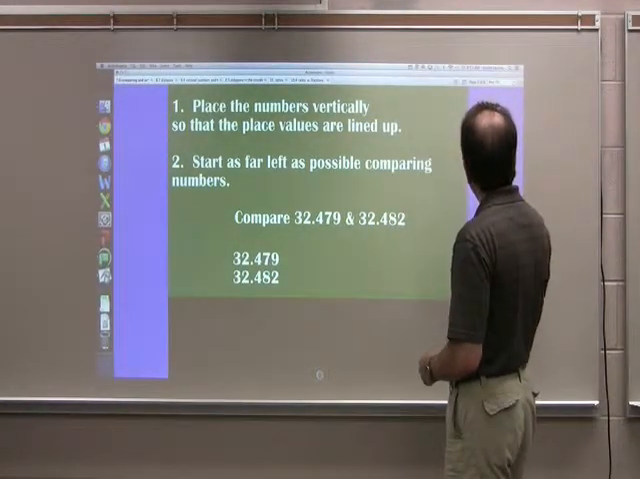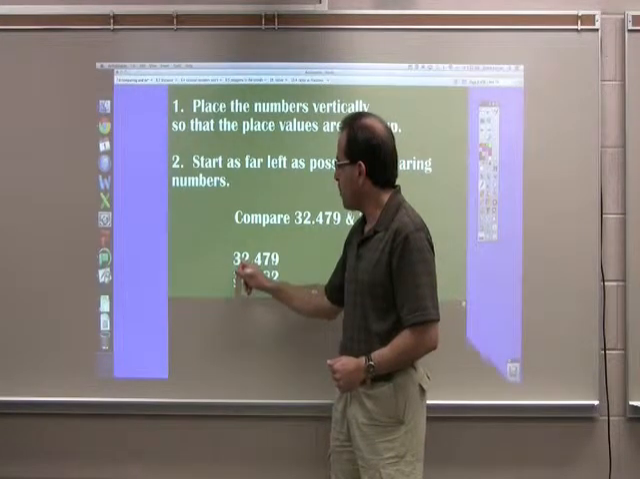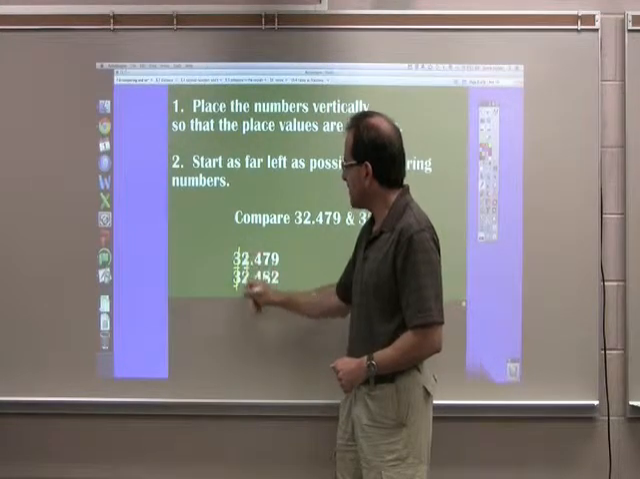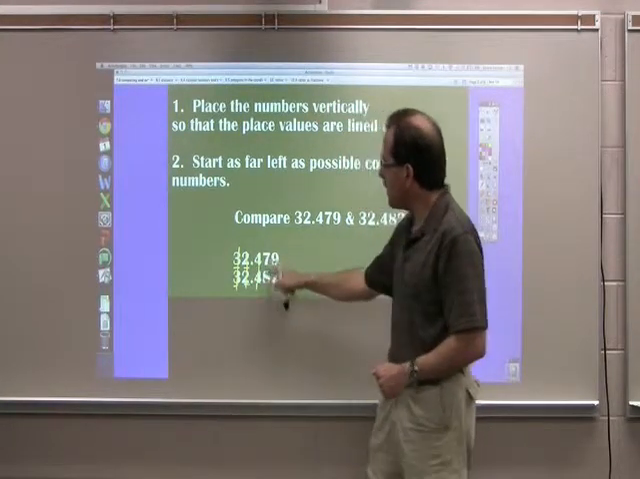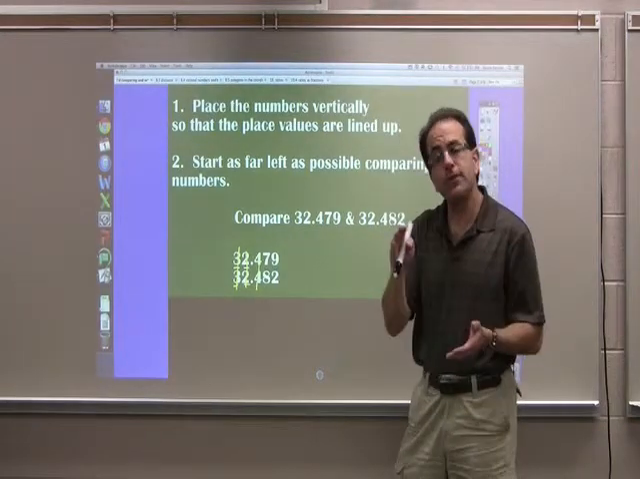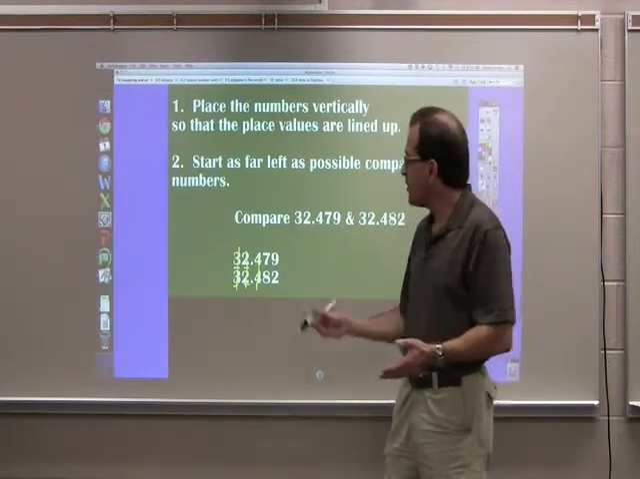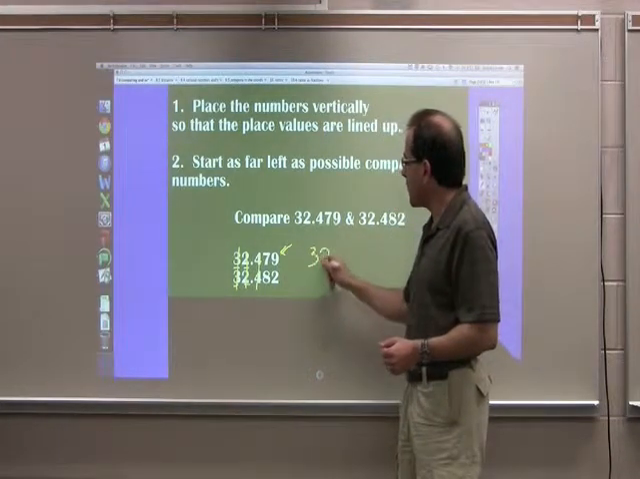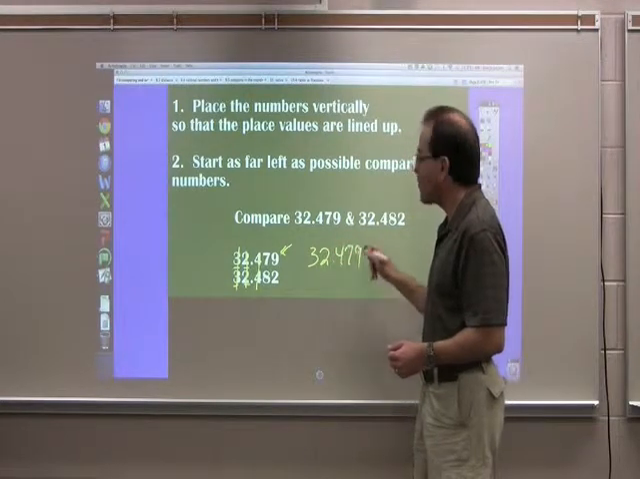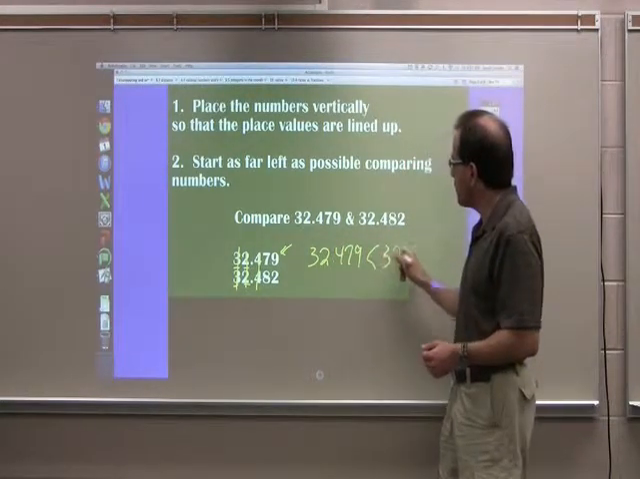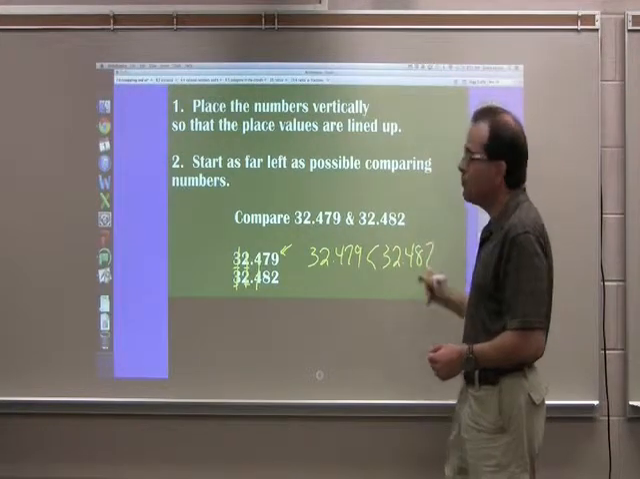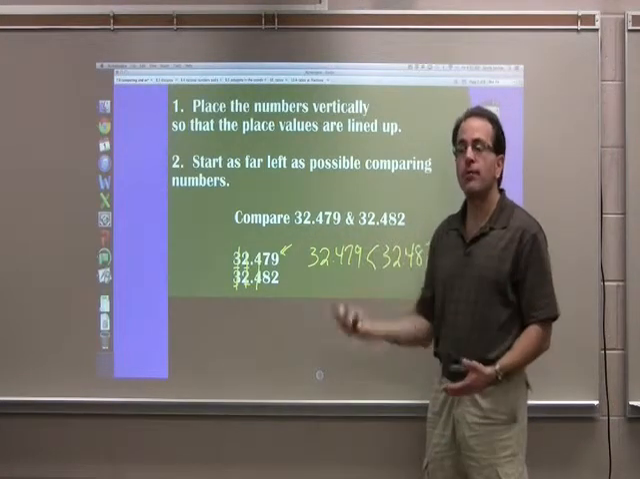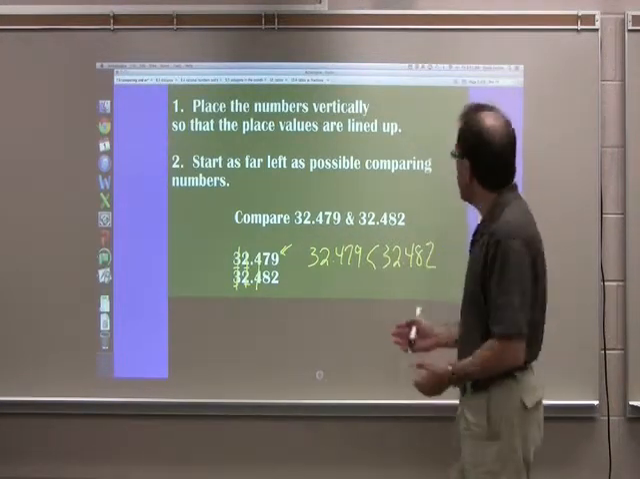What I notice is that in the first place, both the 3's are the same. That doesn't help me. In the 1's place, the 2's are the same. That doesn't help me. And I keep going until I finally notice in the hundredths place, there is a difference between the 7 and the 8. The 7 is smaller, therefore this number has to be smaller. So when I write this out, I can say that 32 and 479 thousandths is smaller than 32 and 482 thousandths. Of course, this is a very simple example, but that's how we learn. We look at the simple and we move on to more complex. Let's move on now to when we have more than just a couple numbers.